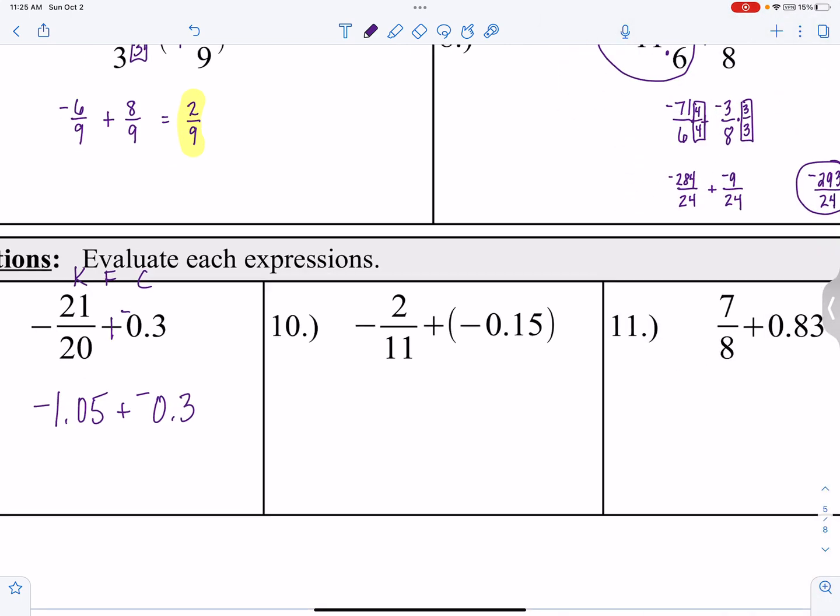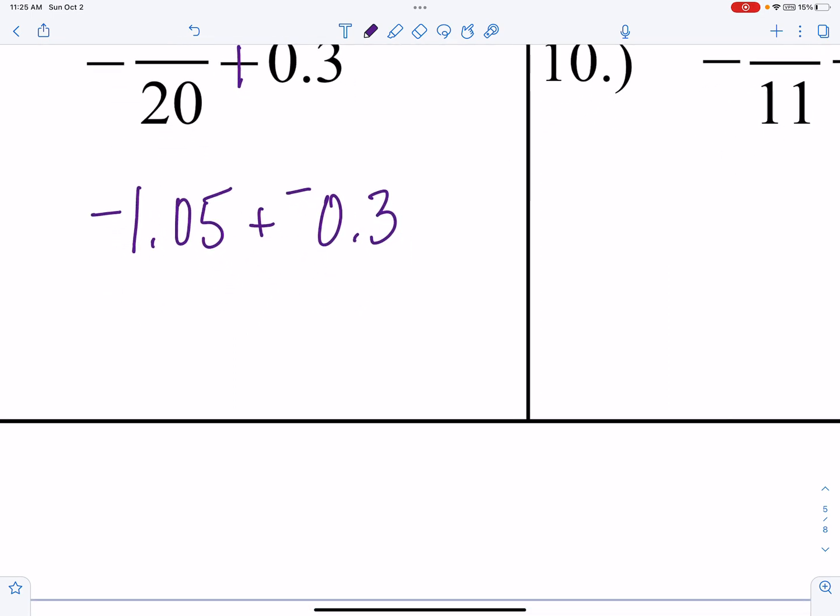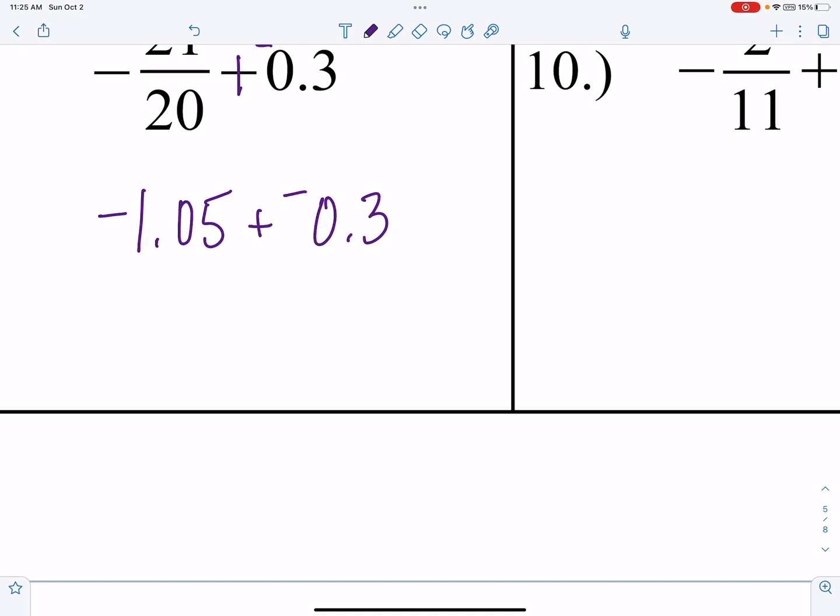Okay, so let's go ahead and solve that out. It's just adding of decimals, so we know our steps are to line things up here. So I have a 1.05 and a 0.3. Put in your placeholders.